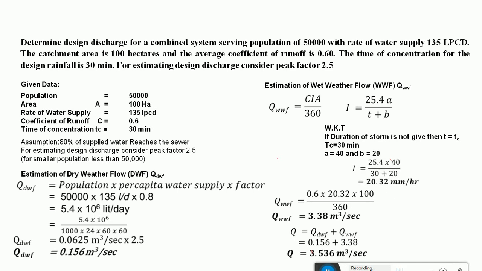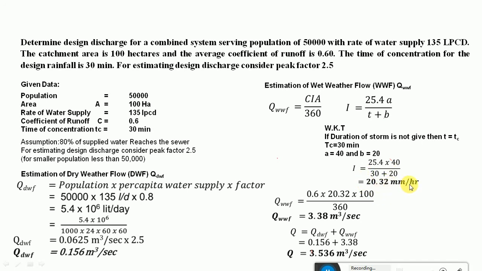Using this formula, we will find the intensity of the rainfall: I is equal to 25.4 into A divided by T plus B, where A and B are constants and T is the time of concentration. So I is equal to 25.4 into A, which is 40, divided by T, the duration of the rainfall, which is given as 30 minutes. We substitute 30 plus the constant B value, which is 20. In this case, the intensity of the rainfall will be 20.32 millimeter per hour.